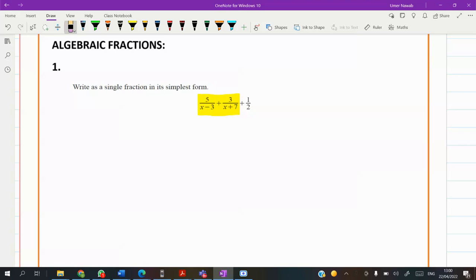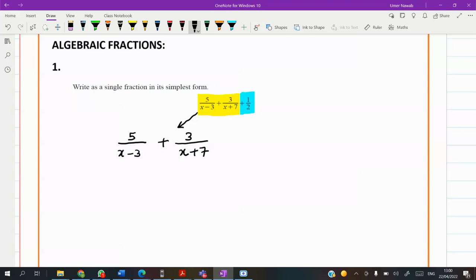So you can see now the very first question, which contains three fractions. Two have variables x, but the third one is just a normal number fraction. To solve these three fractions, we first solve the two fractions which contain the variable x. So 5 over x minus 3 plus 3 over x plus 7.